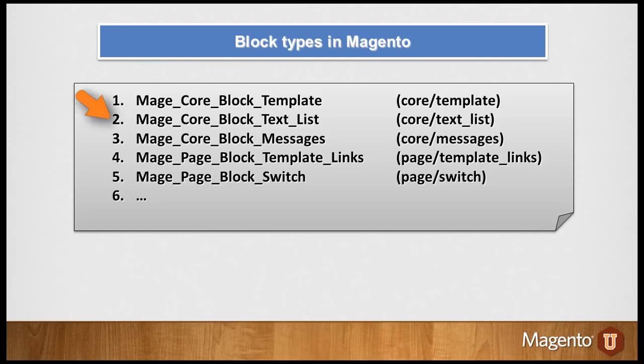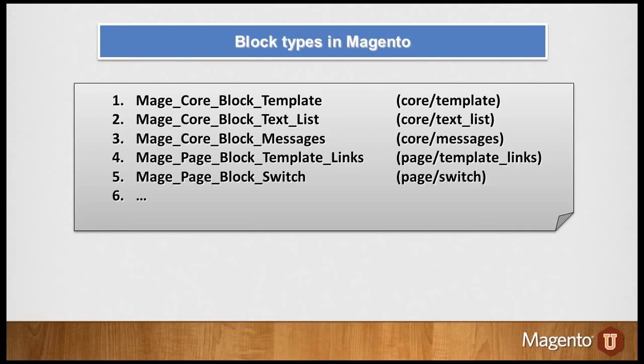When the system renders a block type of core/text_list, all its child blocks are rendered automatically without the need to call the getChildHtml method. Some blocks like content, left, right, and others extend core/text_list. The core/messages block renders error, success, and notice messages. The page/template_links block can be used to create a list of links. And page/switch can be used to render a store switcher. You should be aware that some types of blocks require a template to be rendered, and some don't.